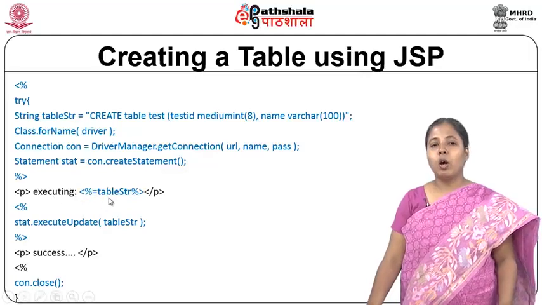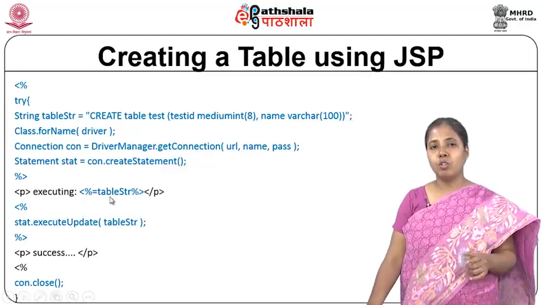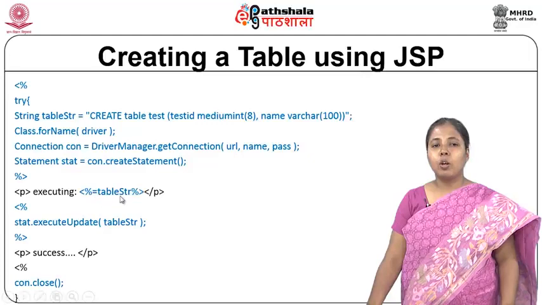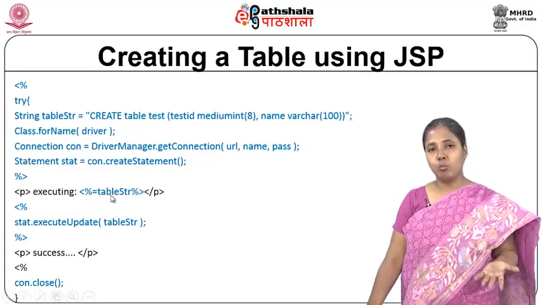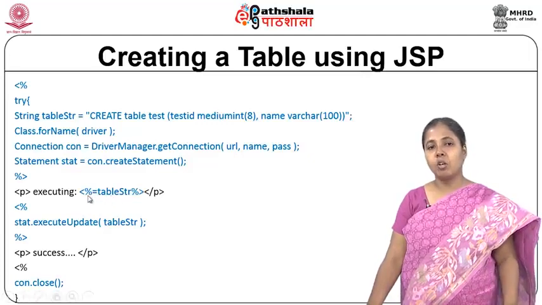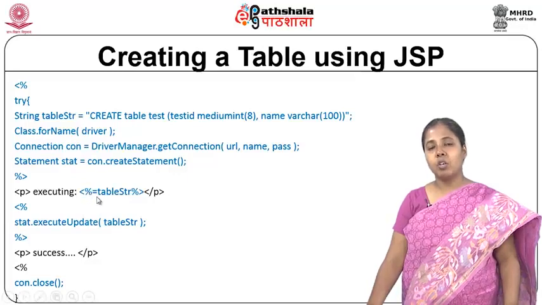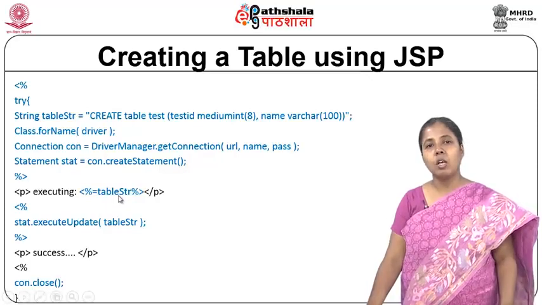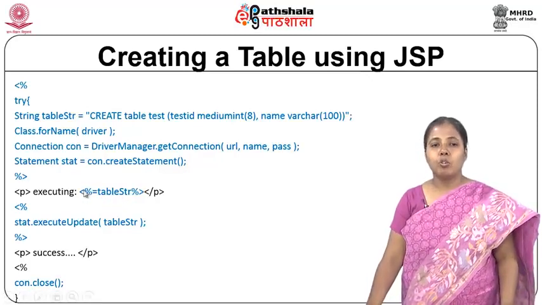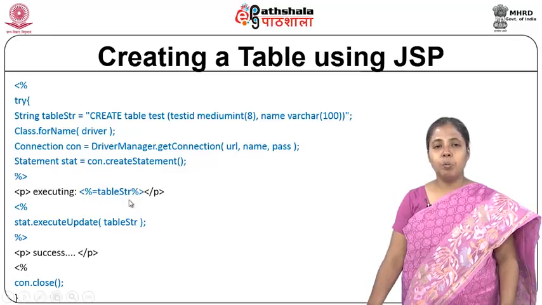So executing what you want to say, that you want to execute the string create statement. Whatever you want to display in the JSP page should be given as an expression. So you have to give percentage equal to, this shows that table string would be printed as a string in the page in the browser. So colon table string would be printed.